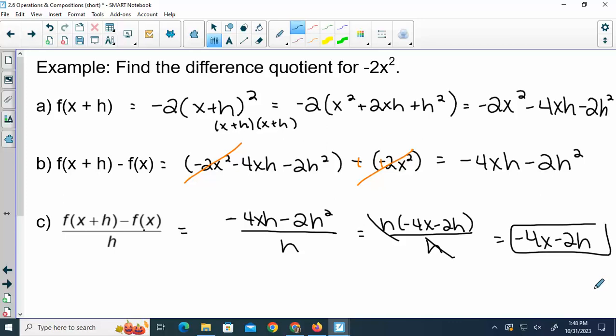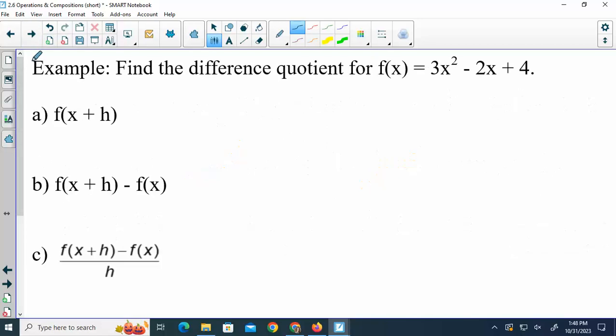Alright, let's try one more. Do you want to try this one on your own or do you want to do it together? Take a second and see how far you can get on your own. Let's check our part A.